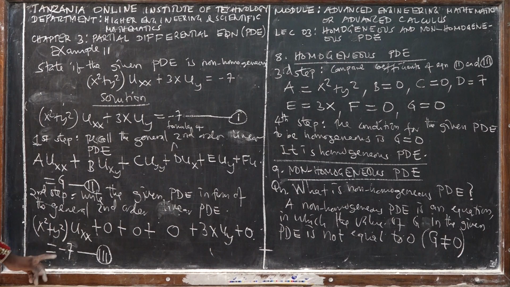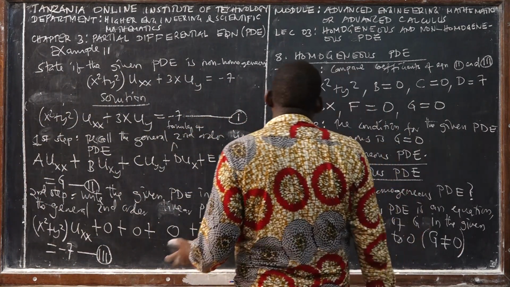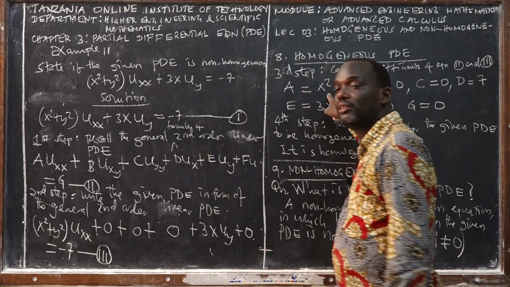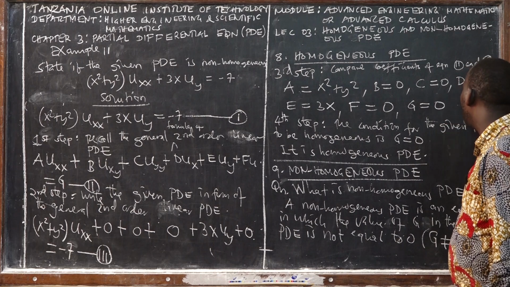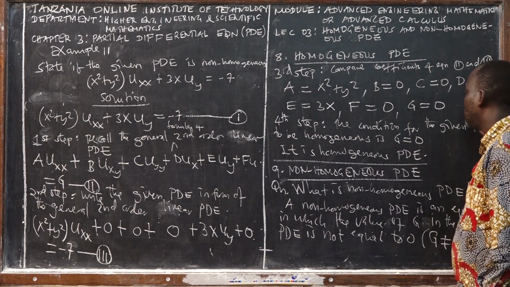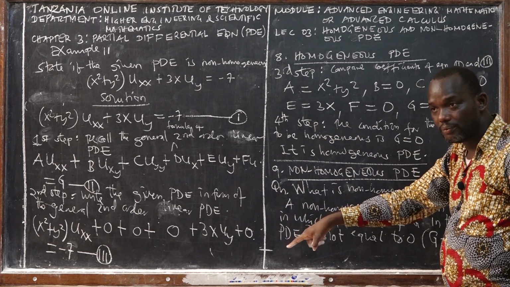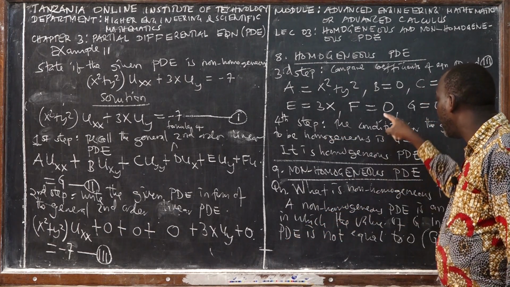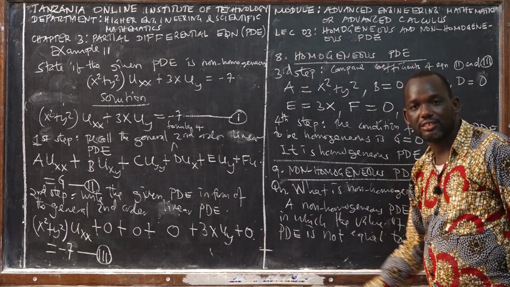Are we together so far? Say this time, compare the coefficients of equation 2 and equation 1. A is still the same, right? B, what is it there? 0. C, it is 0. D, what is it? A? E, it is 3x. Is it true? F, what is it? It is still 0.